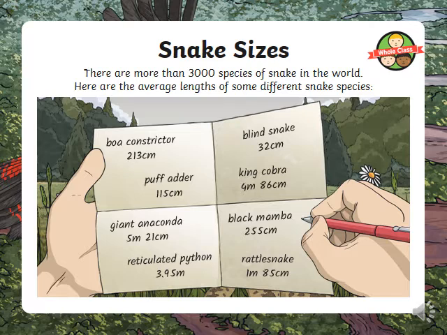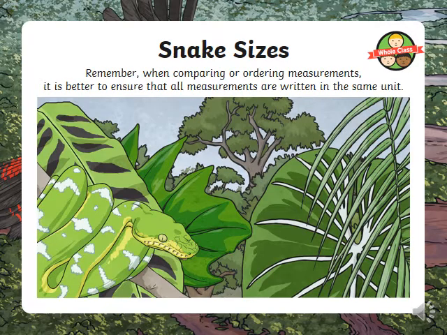But have a pause of the video and think, like on Friday, has Sammy written down his measurements correctly? Has he written them down to help himself? What could he have done that would have made his organisation a lot easier? Hopefully you spotted that some of his measurements were in centimetres and some were in metres. And we must remember, when comparing or ordering measurements, it is better to ensure that all measurements are written in the same unit.